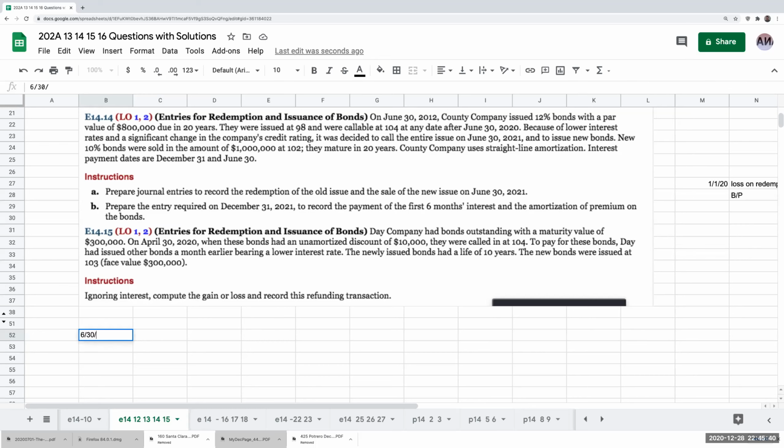But let's first do what we did initially on June 30th, 2012. When I issued the bonds, I received cash. My bonds payable was $800,000. The amount of cash that I receive is going to be 98% of this amount. And my difference is going to be a discount on bonds payable. This is going to be the difference between these two amounts, or $16,000. Okay.